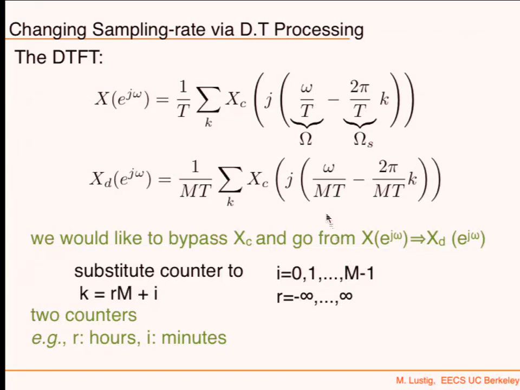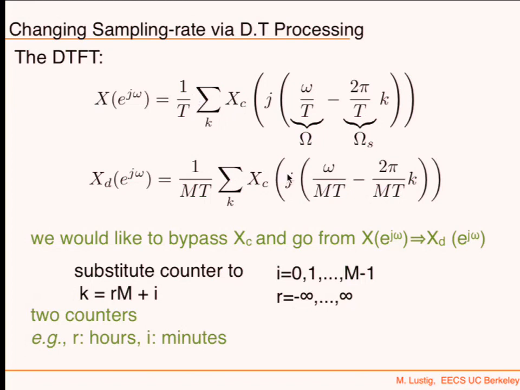Okay, so now I need to find a nice relationship between these. So I have these two. Now I'd like to bypass the use of this X_c. I want to find the relationship between this and this directly. So I want to go from X(e^{jω}) to X_d(e^{jω}) without going through X_c. So I want to create here something that looks like something here.